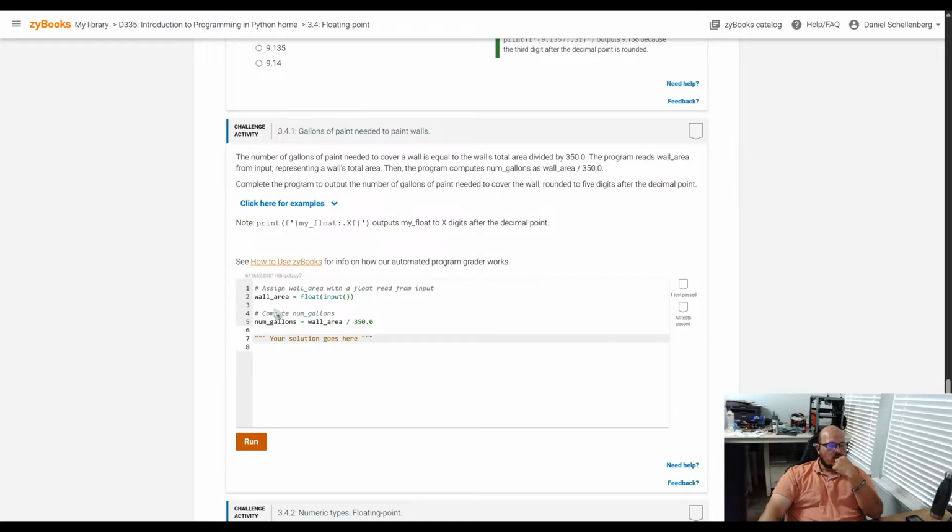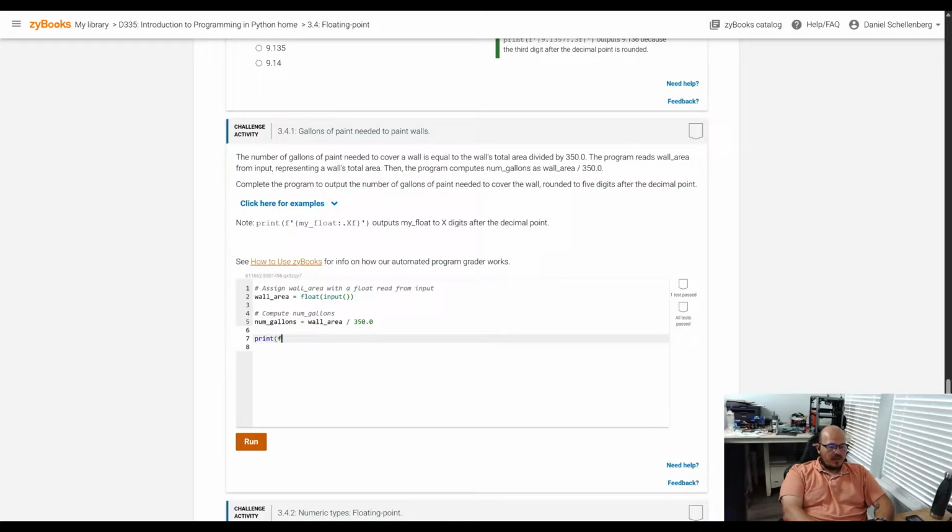Okay, so what do we have? We have the input of the wall area, and then the number of gallons equals the wall area divided by 350, and that would be the number of gallons. And it wants us to complete the program to output the number of gallons rounded to 5 digits. So the way we would do that, I think, is print.